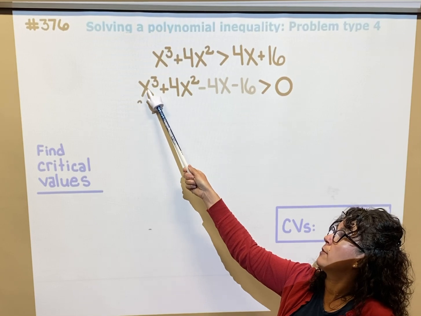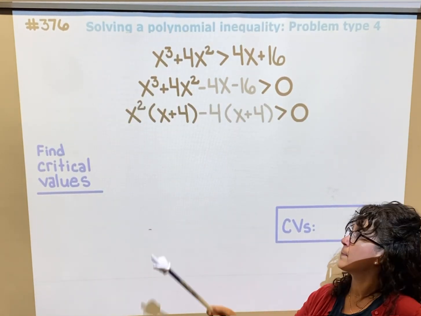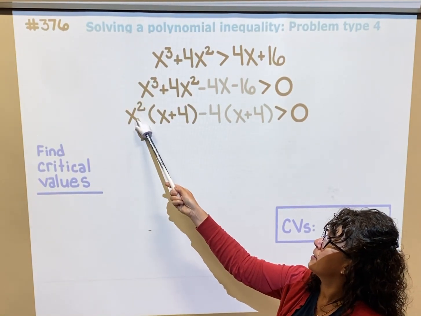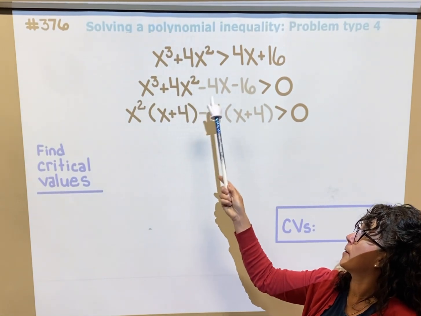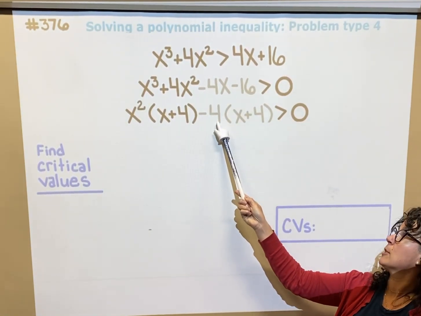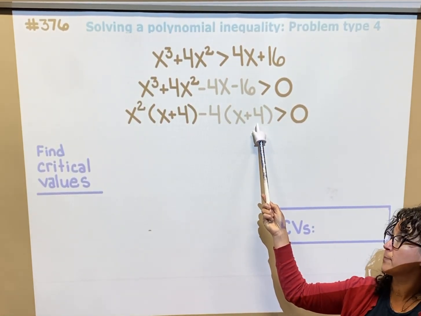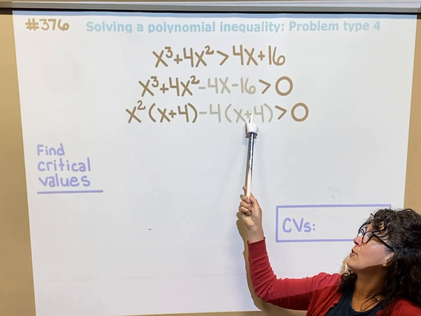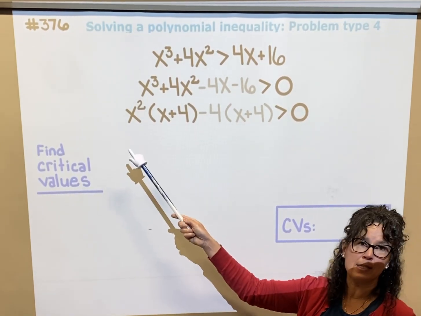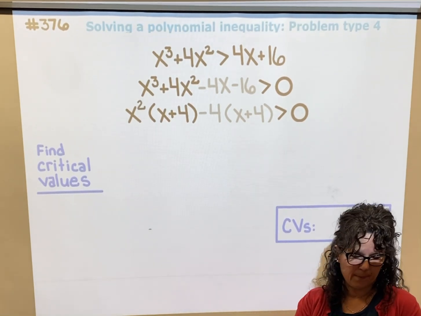So in this one, for x to the third and 4x to the second, I have an x squared in common, leaving me with x plus 4. For the gray ones here, I have a negative 4 in common, so if I take that out, I'm left with a matching x plus 4. So for the black and the gray, they both have an x plus 4, so I'm going to take that out front, and then the leftover is x squared minus 4.